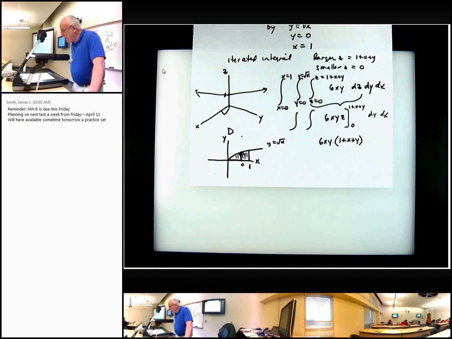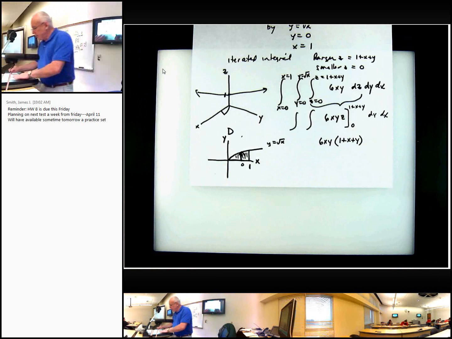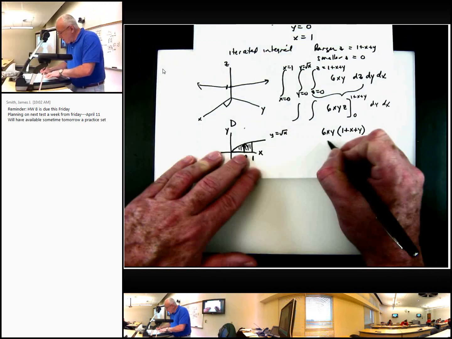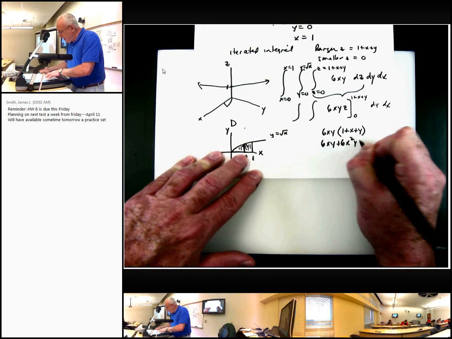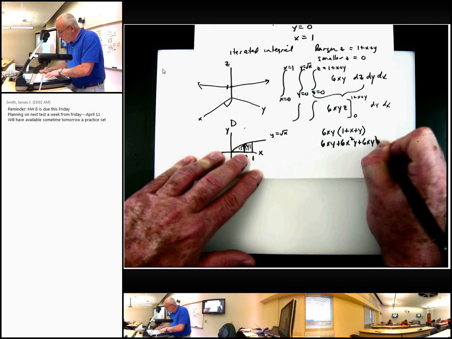Now with this one, I am going to have to just distribute this. So this is what? 6xy plus 6x squared y plus 6xy squared.